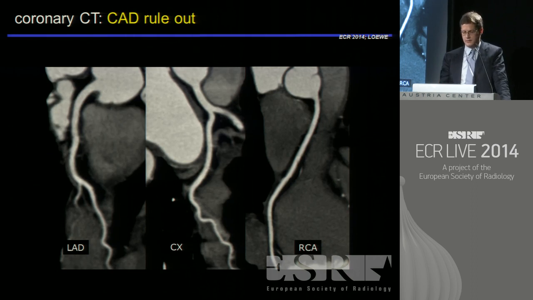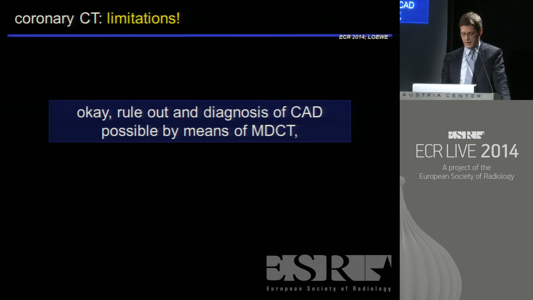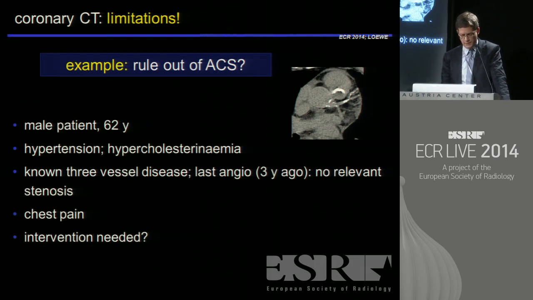The grading of stenosis is a problem. Again, it's very easy and very good to use the CT if the case is normal. If the coronary arteries are normal, then we can believe that the negative predictive value is high. We can rule out the coronary artery disease without further discussion. But we run into some problems if we have a patient like this with a known three-vessel disease. In the last angio 3 years ago, there was no relevant stenosis. Now he comes back with a chest pain, and was admitted to CT with the question, intervention needed, yes or no. A very poor indication to coronary CT, and I will show you why.